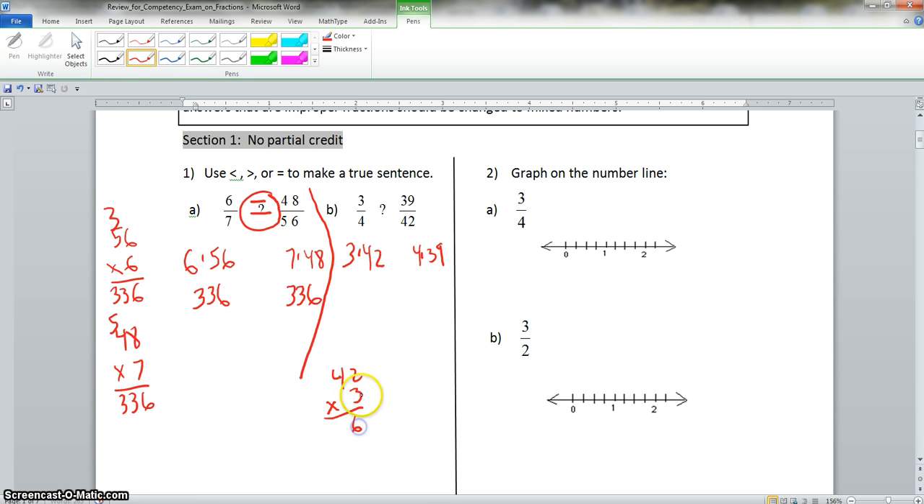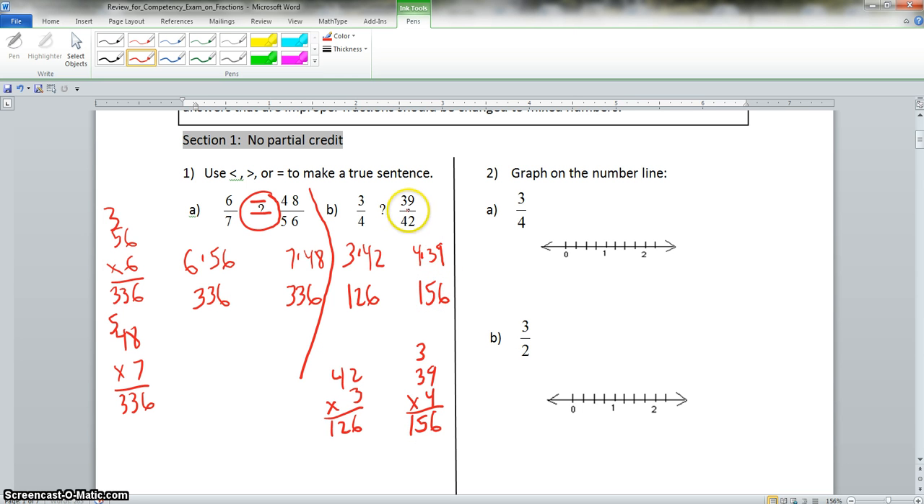3 times 2 is 6. 3 times 4 is 12. So this would give us 126. Now we could go down to the bottom here and do 39 times 4. 4 times 9 is 36. Carry a 3. 4 times 3 is 12. Plus 3 is 15. So this is 156.